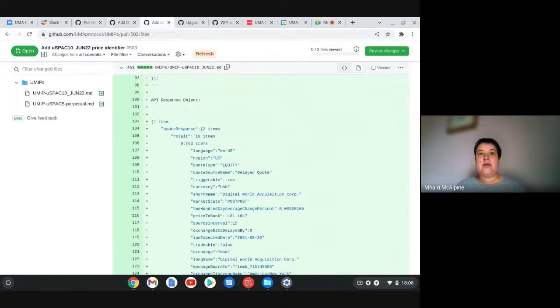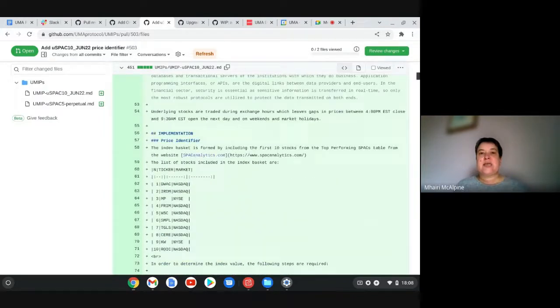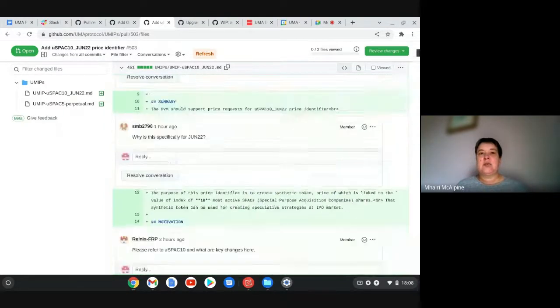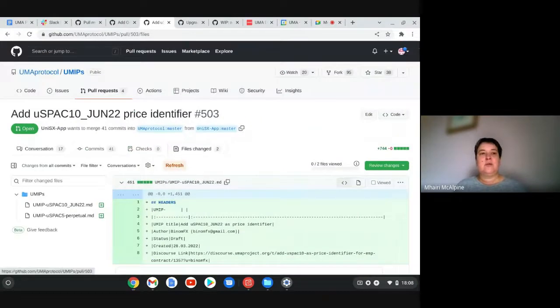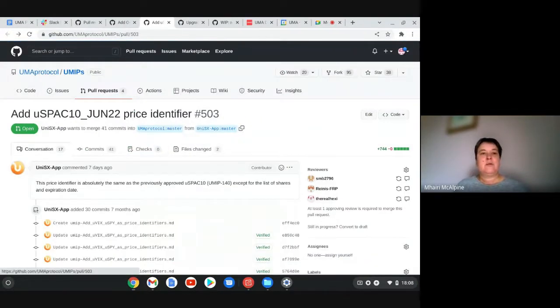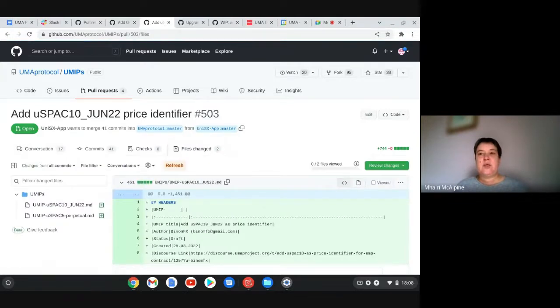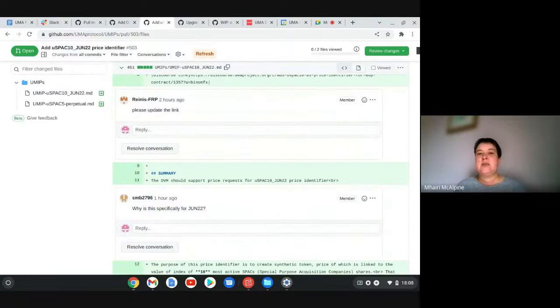Our next one was to add the USPAC 10 June 22 price identifier. Now, there's a note at the top of this that this is identical to the previous one. The same as the previously approved USPAC 10 UMIP 140, except for the list of shares and expiration dates. Renus, I noticed you had reviewed and left quite a few comments. Do you want to speak to this one?